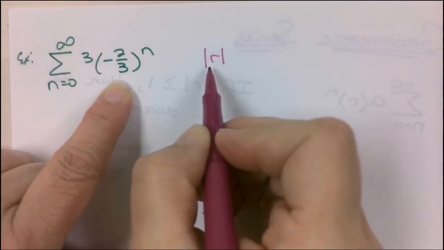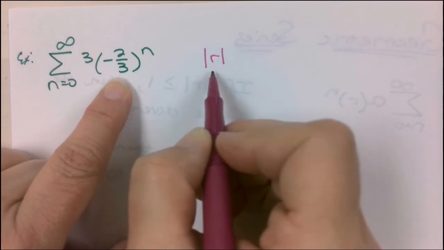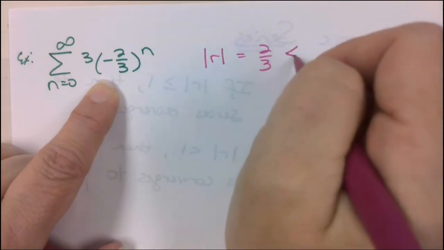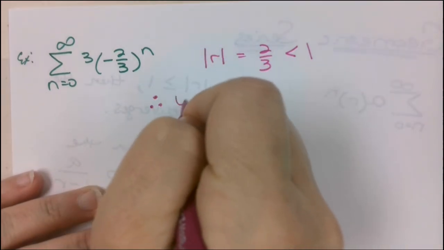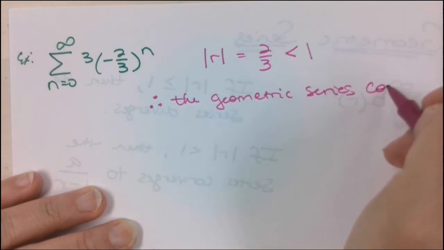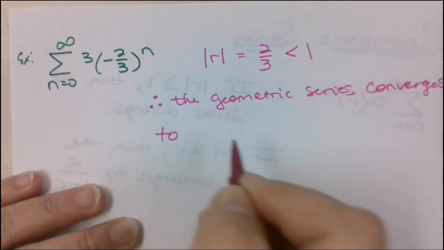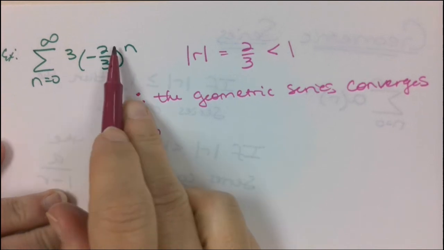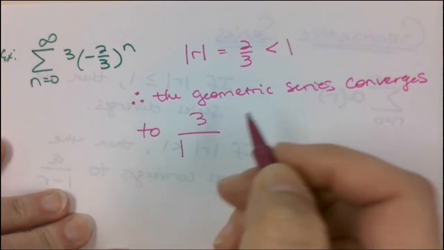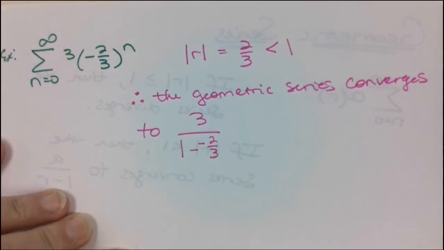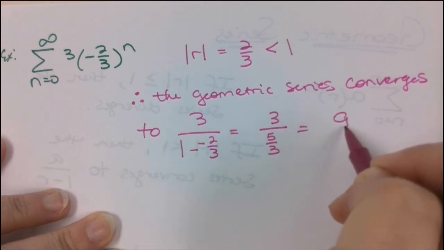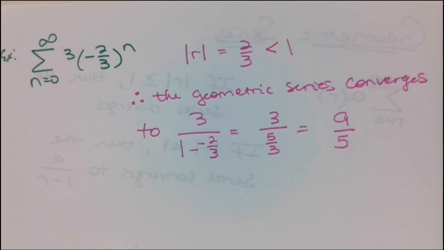But when we're considering whether or not the series is going to converge or diverge, we always want to take the absolute value of our common ratio. And so my absolute value here would be positive 2/3, which is less than 1. Therefore, the geometric series converges to the first term of the series. If I'm starting at 0, then this becomes 1 times 3, which would be 3 over 1 minus negative 2/3, or 1 plus 2/3. So that would be 3 over 5/3, which is going to be equal to a sum of 9/5.